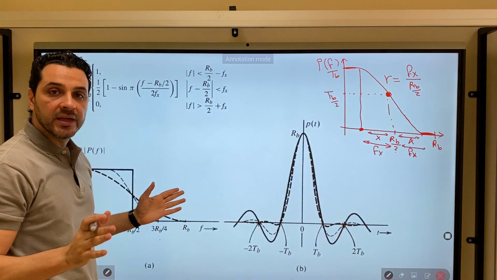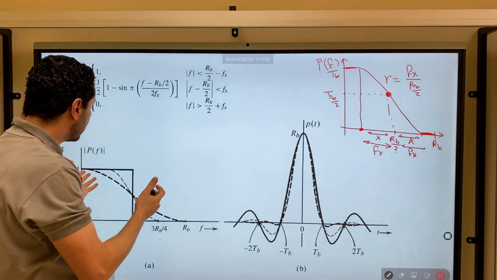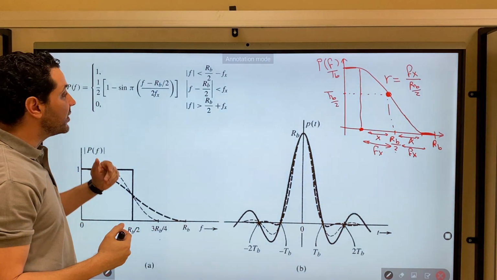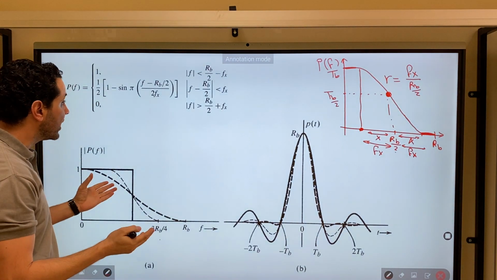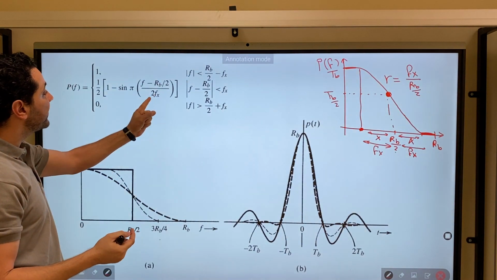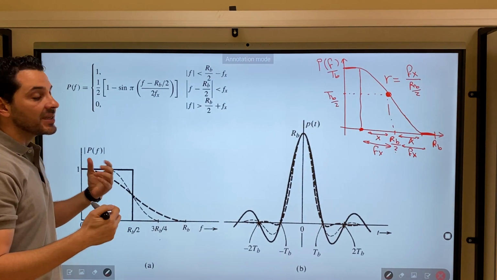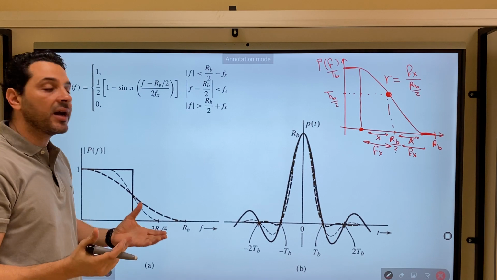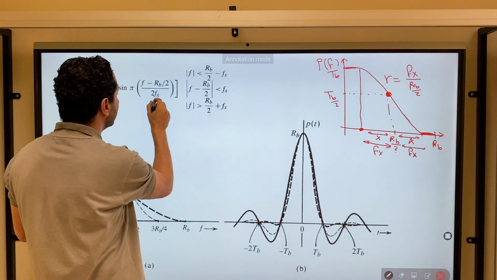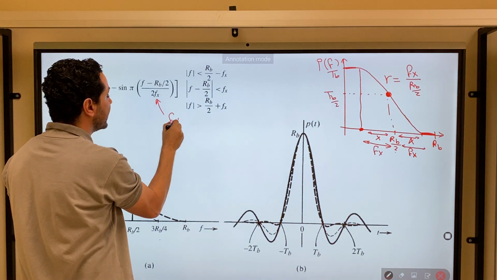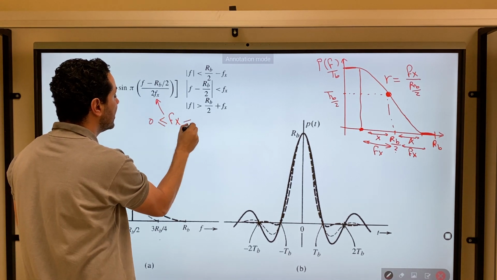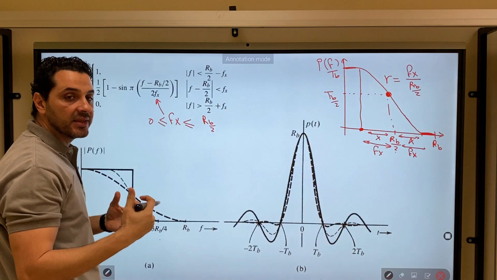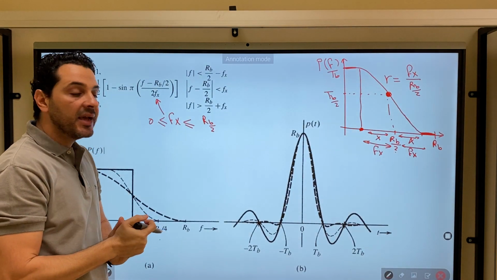You don't have to memorize any equations, but I'm going to show you how this equation, the equation of the pulse in the frequency domain, looks for different values of Fx. Fx in this equation is a parameter that you can choose to be something between 0 and Rb/2. This is the excess bandwidth, the extra bandwidth that we add above the minimum.